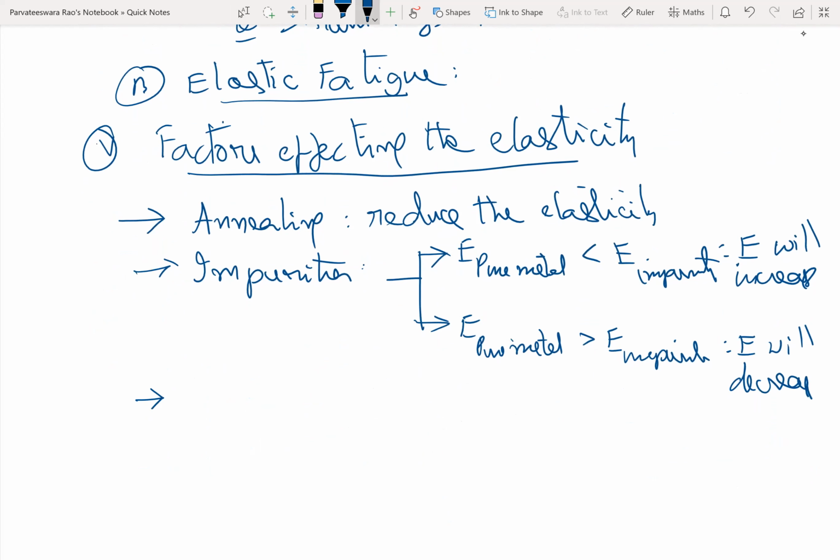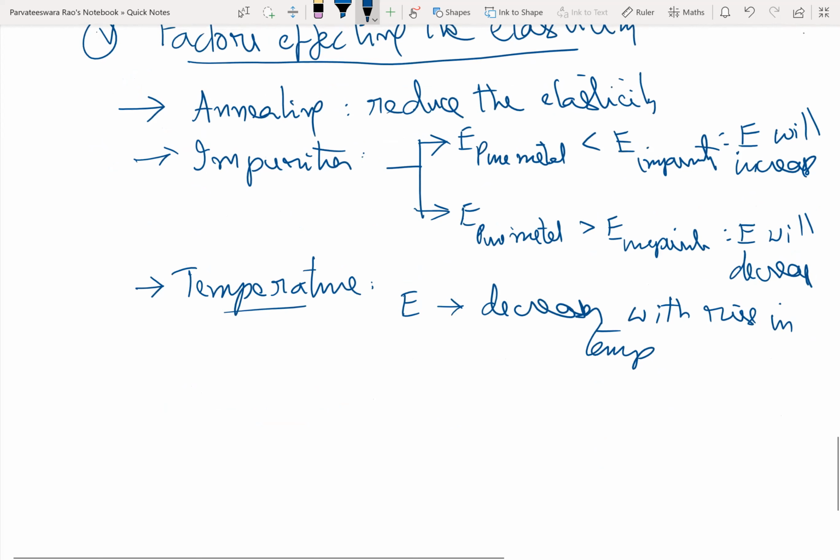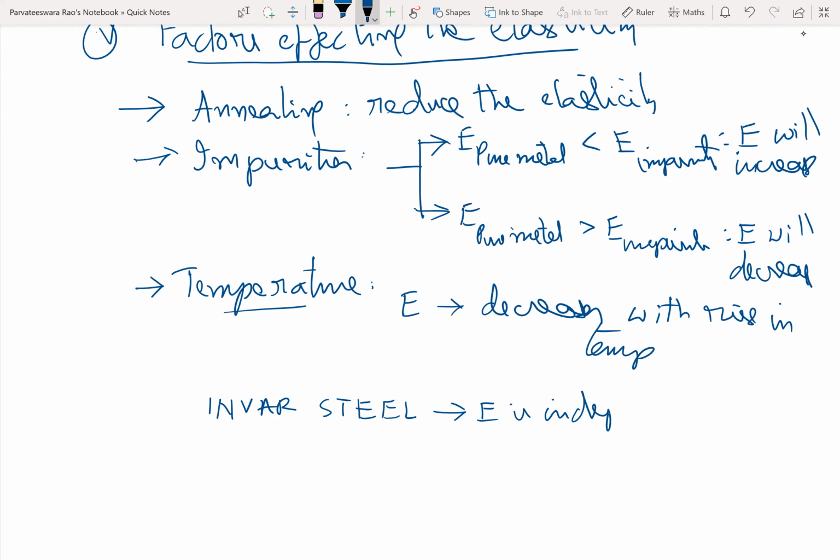So next is temperature. Elastic constant decreases with rise in temperature. Of course, there is a steel called invar steel. That's why it is used in making bridges and the pendulums of clocks. Its elastic constant is independent of temperature.